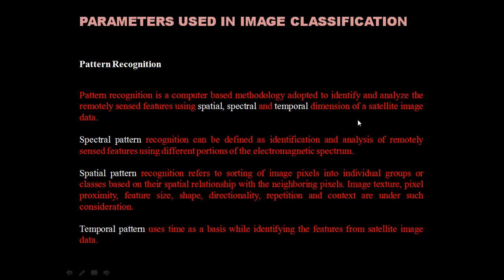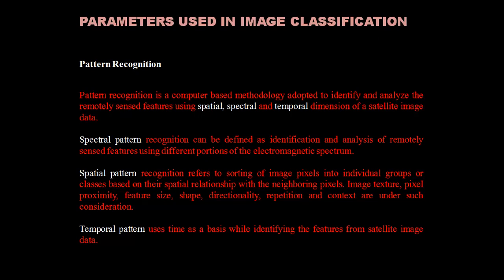And lastly, pattern recognition. What is that? Pattern recognition is a computer-based methodology deployed to identify the features from satellite imagery using the spectral, spatial, and temporal dimensions of an image. And it is very important to say that from the patterns of the features, that can be spectral, that can be spatial, that can be temporal, from these three types of pattern, we can identify the objects, or we can identify the nature of the objects so clearly from the satellite dataset.